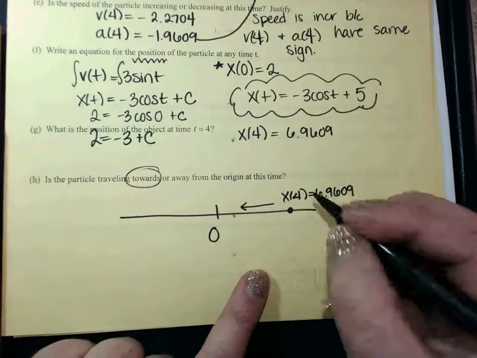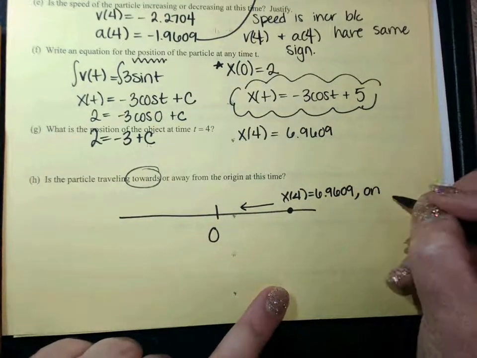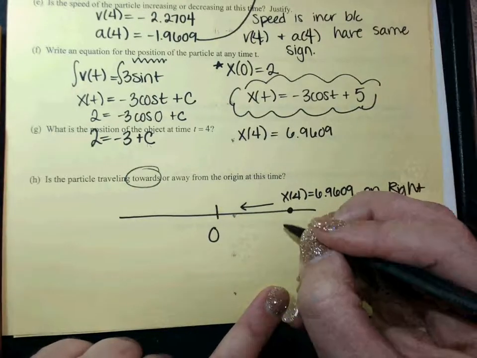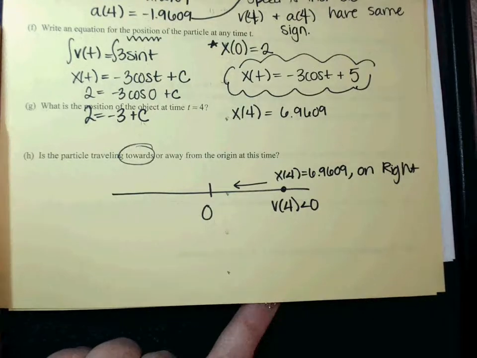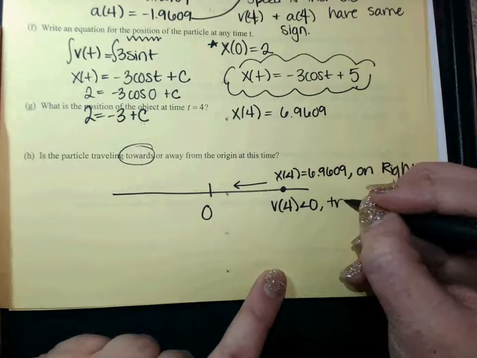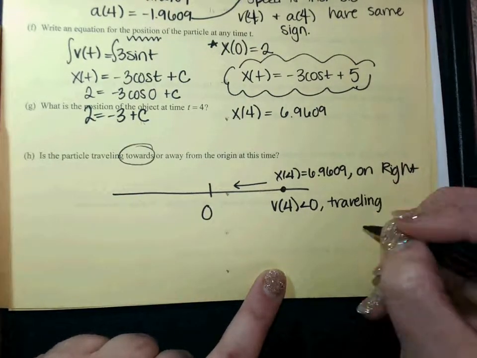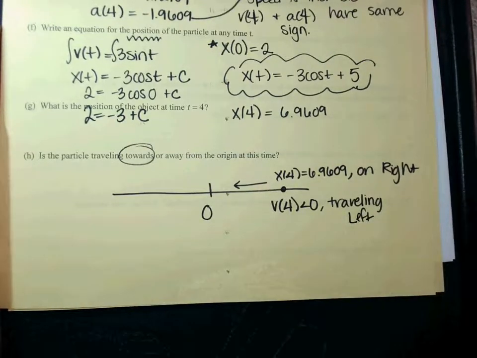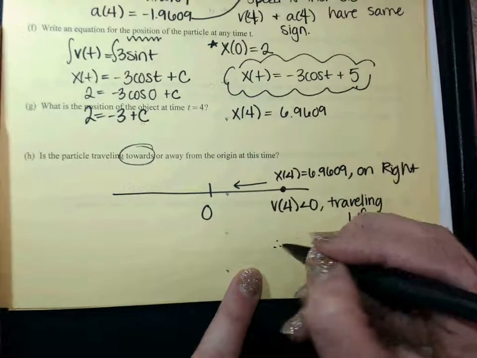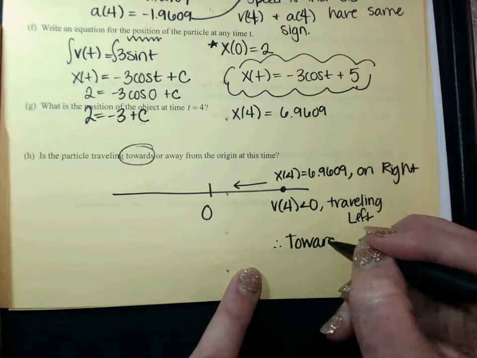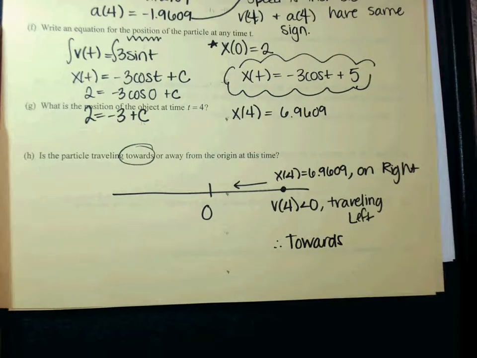And then you would say, so X of 4 means that you're on the right, but V of 4, and I'm not even going to give the number, I'm just going to put less than 0, means that I am traveling left. Make sense? So then you would say, answer is therefore towards. Okay? So your calculator can help with a lot of that stuff. And I think there are a couple of questions on homework too where you need a calculator to answer them.